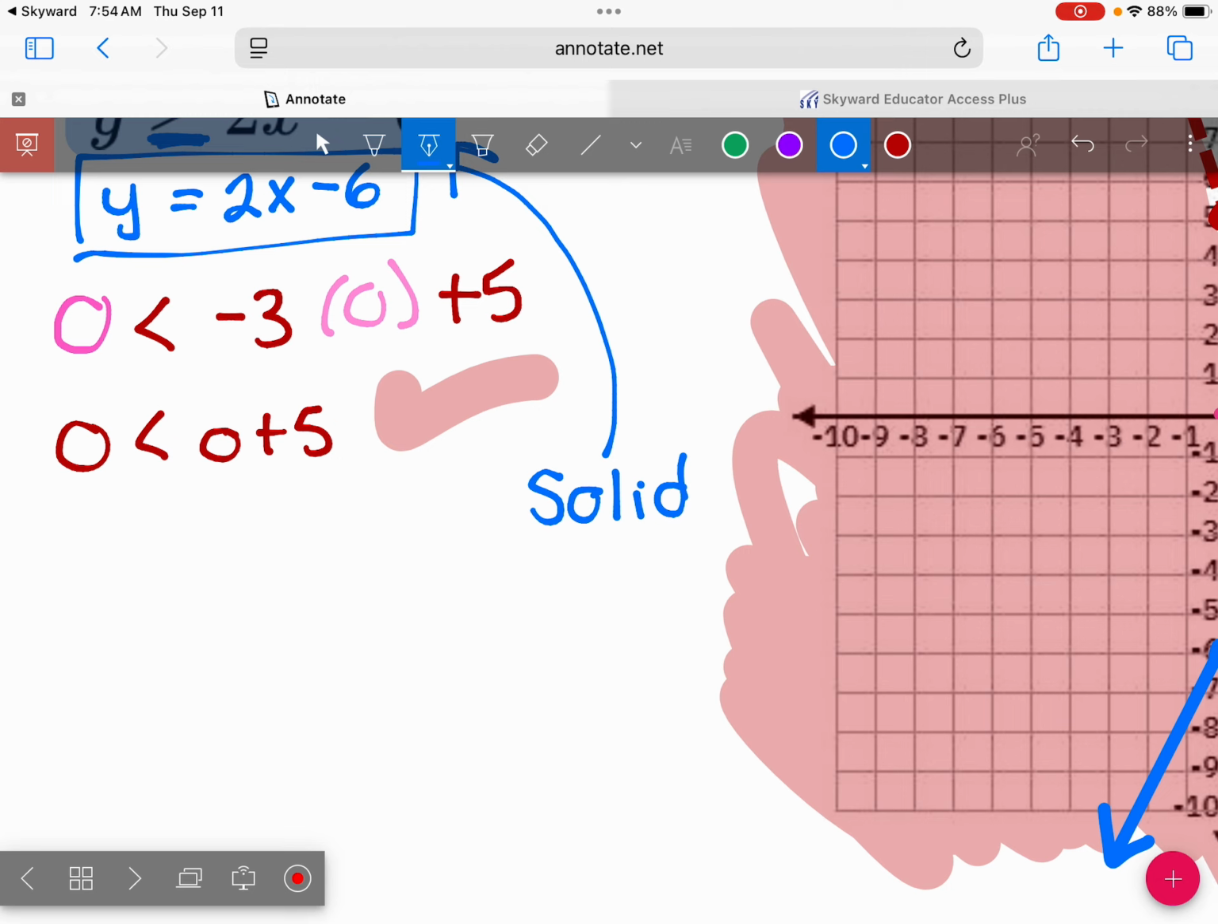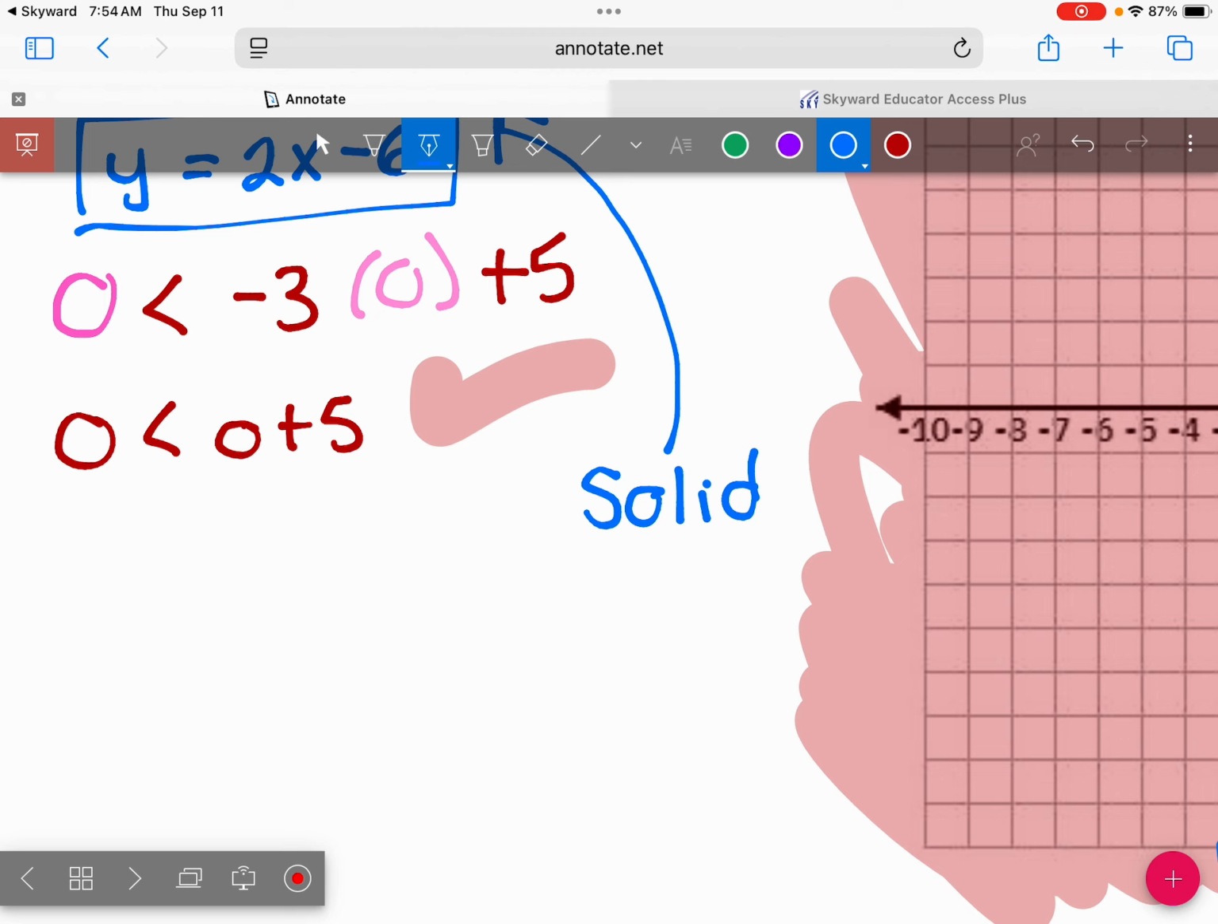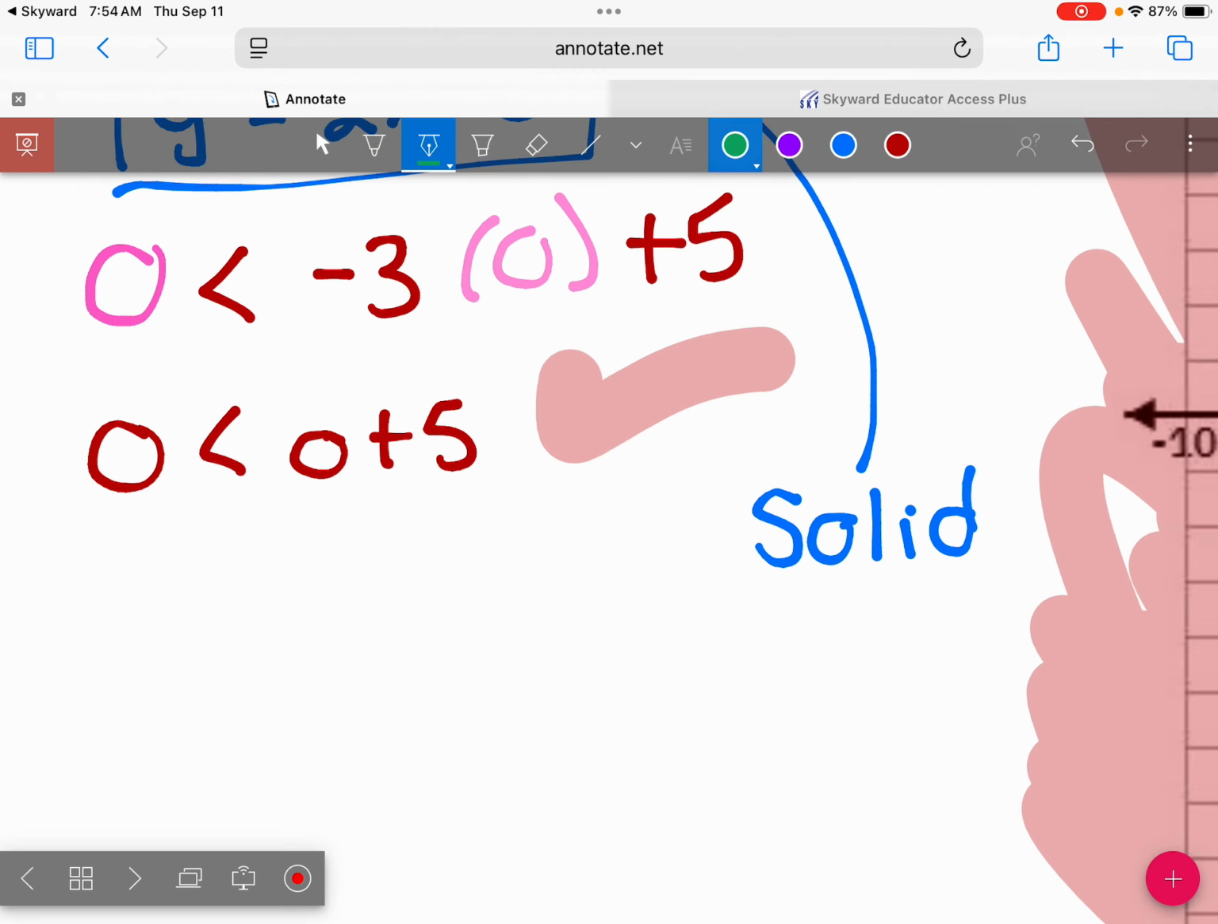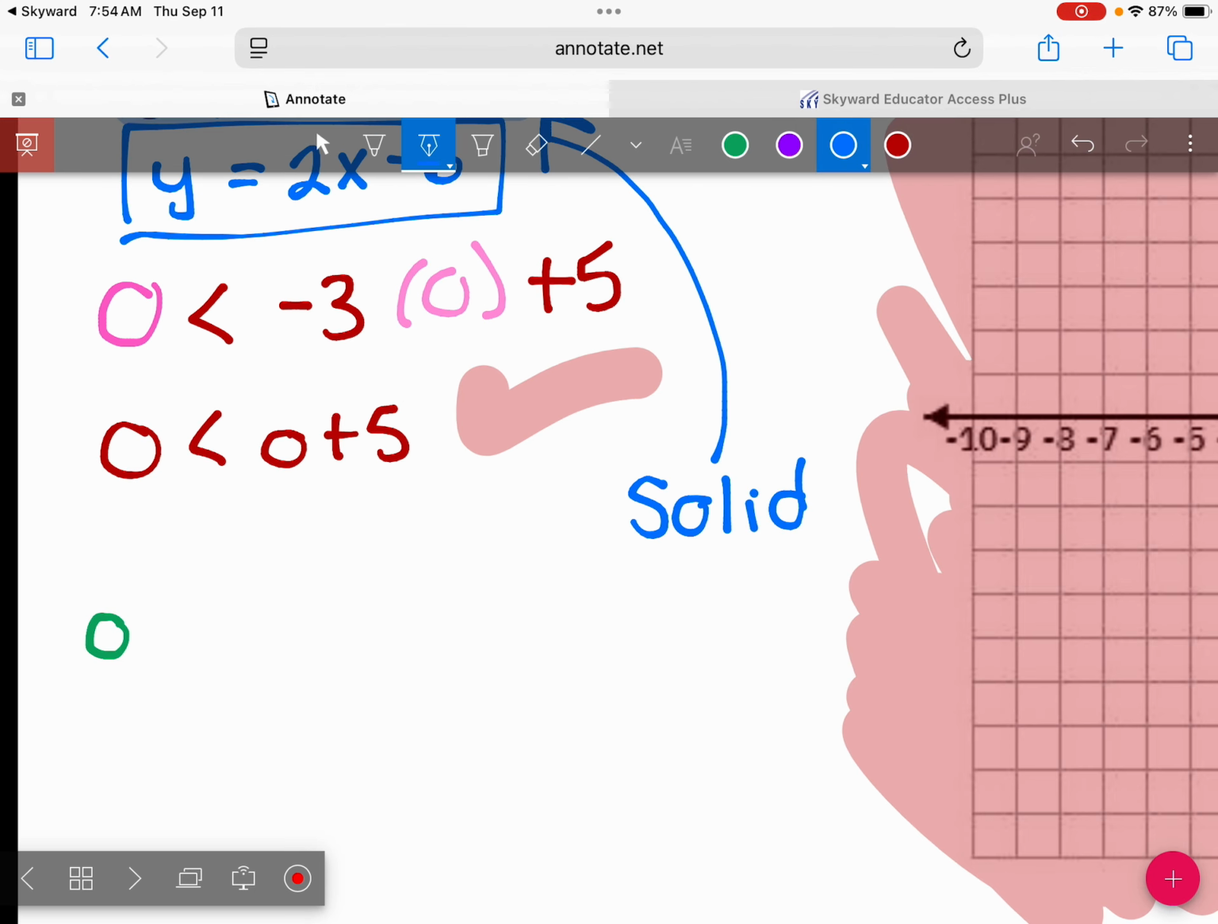0, 0. We love her. She makes our life so easy because she makes things cancel out. But you can use absolutely any point. It does not have to be 0, 0. I just like 0, 0 is my favorite because she's easy to work with.